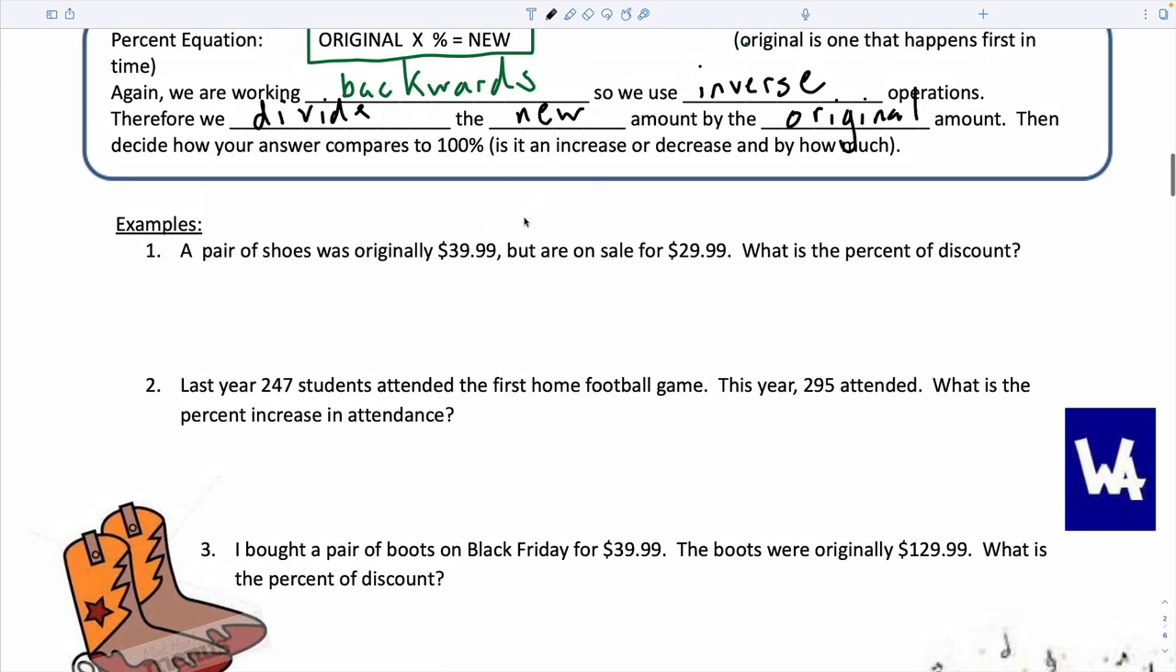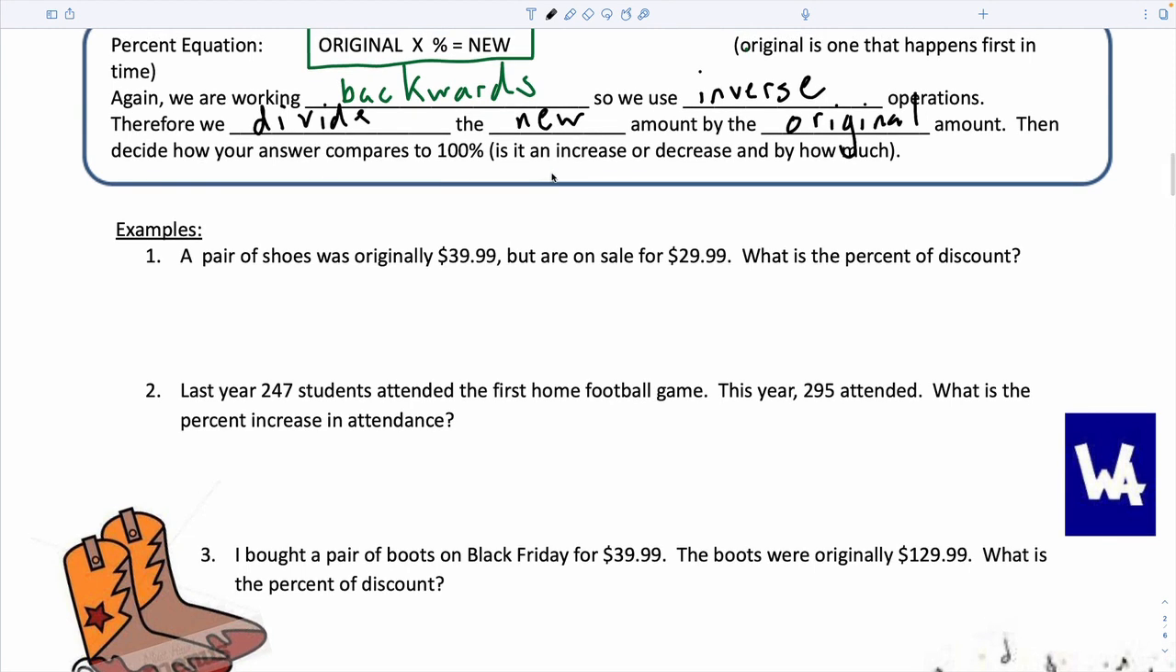First example: a pair of shoes was originally $39.99, but on sale for $29.99. What's the percent of discount? Box percent, that's what you're looking for. Put an old and a new above each one. The pair was originally $39.99. That's old. Put old above that number. Then put new above $29.99. That's what it came out to after the sale.